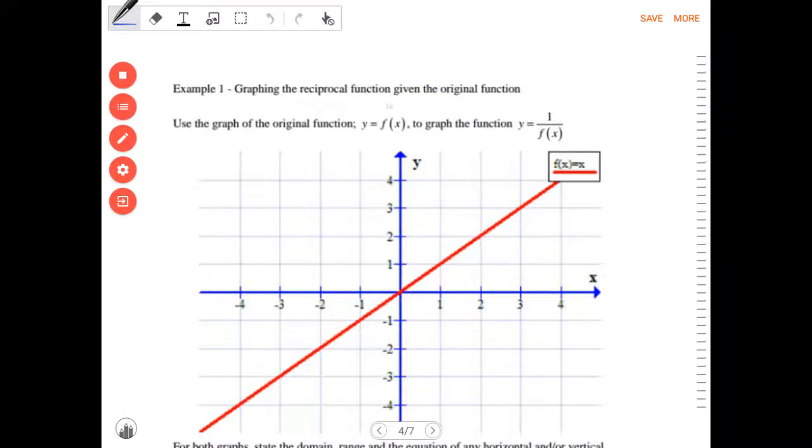All right, example 1. Graph the reciprocal function given the original function. Use the graph of the original function y equals f of x to graph the function y equals 1 over f of x.